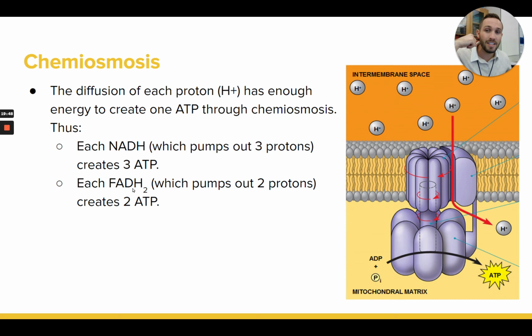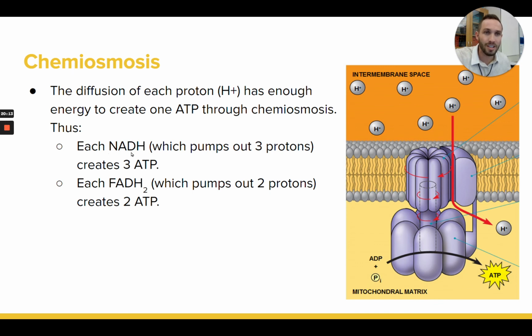And then FADH2, it's a little different because it only pumps out 2 hydrogen ions, or 2 protons, at the electron transport chain. And sooner or later, those two hydrogen ions that its electrons powered the active transport of into the inner membrane space are going to go back down their concentration gradient into the matrix of the mitochondria through ATP synthase, and that can power the production of 2 ATP.